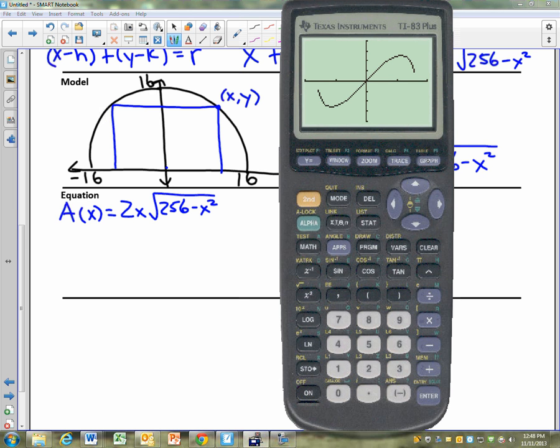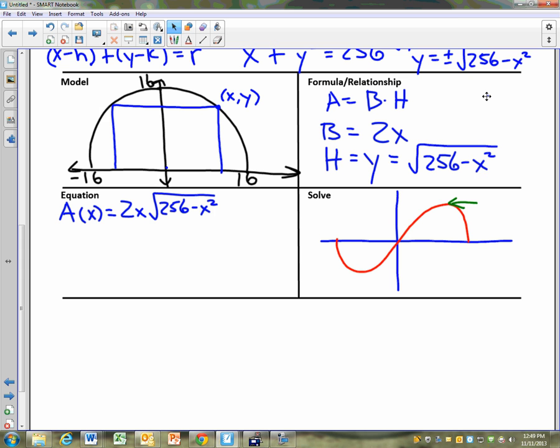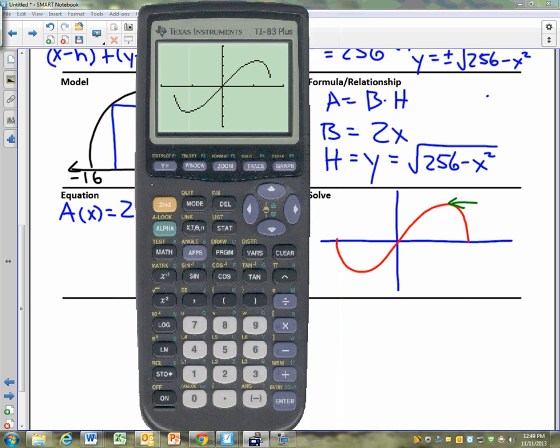That's a pretty cool shape. Your calculator is not smart enough to draw it. It actually does go right there as well. Okay. So if I were to draw it, the graph looks like this. That graph does have a maximum right there. I now need to find that maximum.